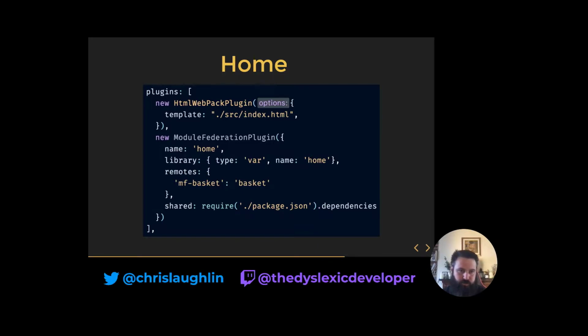So again, give it a name, give it a library, and this is where it's different then. We say remotes. So we give the remote a name, and this becomes like our fake npm module name. And in this case, we're just using mf as a Module Federation kind of shorthand. So mf basket, that maps to the basket. And then again, we declare a shared dependency. So if this was being consumed, it'll be able to share its dependencies too.